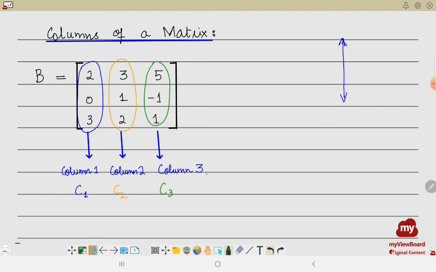I hope you understand these components, rows and columns of a matrix, the definition of a matrix. So these were the basic terminologies. In the next video, we are going to discuss the order of a matrix and equal matrices.